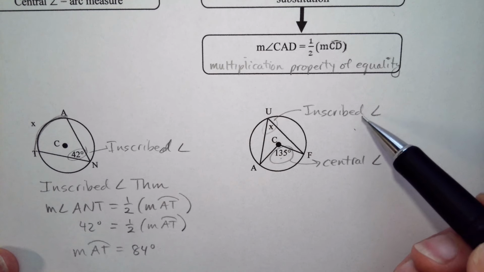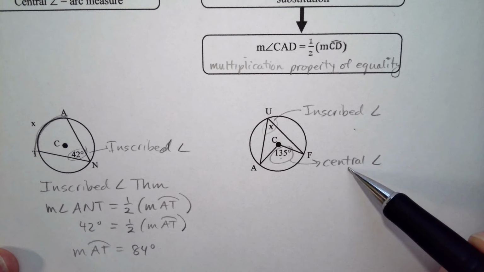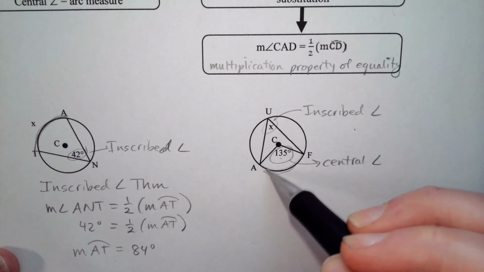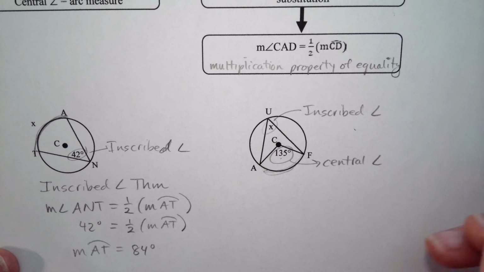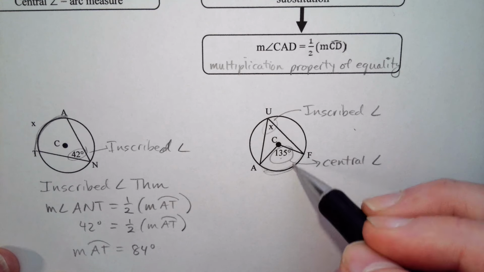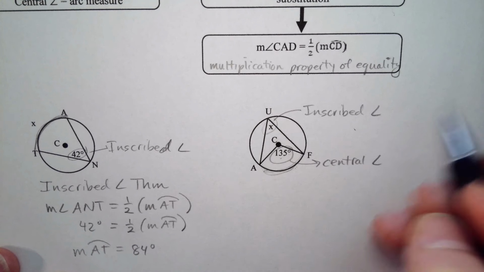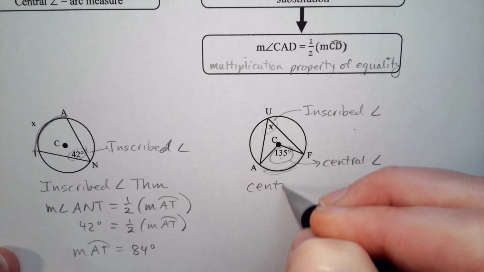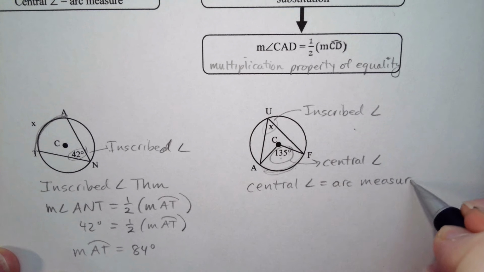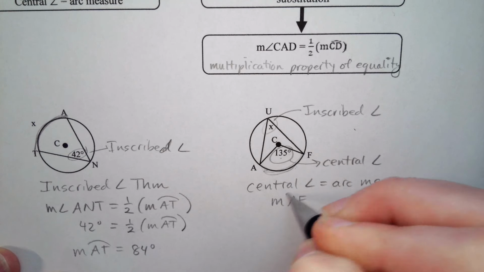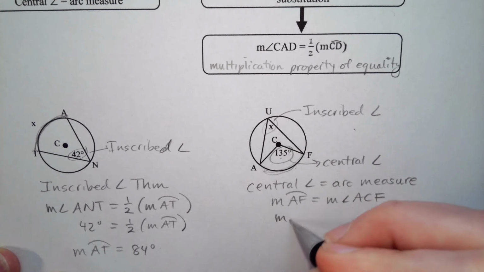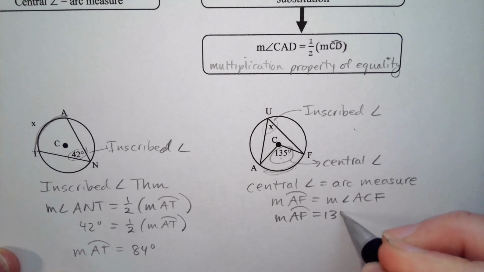Well, I know that theorem we just proved. I do know the central angle equals the arc measure. Oh, well, if I can figure out the measure of arc AF, then I can figure out the measure of the inscribed angle. So we're going to have two justifications this time. So since I know the central angle, I'll use that to find the arc, and I'll use the arc to help me find the inscribed angle. Okay, so central angle equals the arc measure. So the measure of arc AF equals the measure of angle ACF. So the measure of arc AF equals 135 degrees.